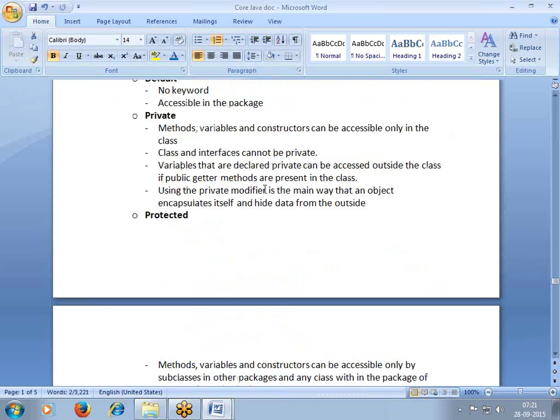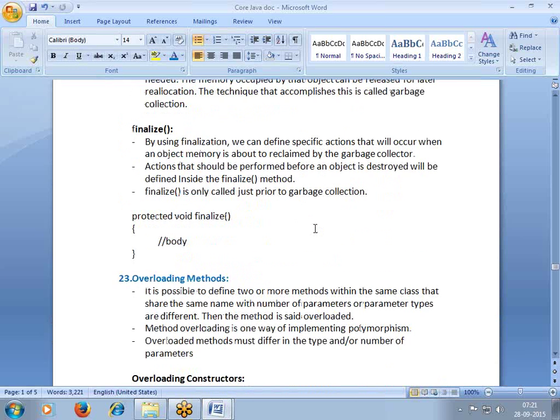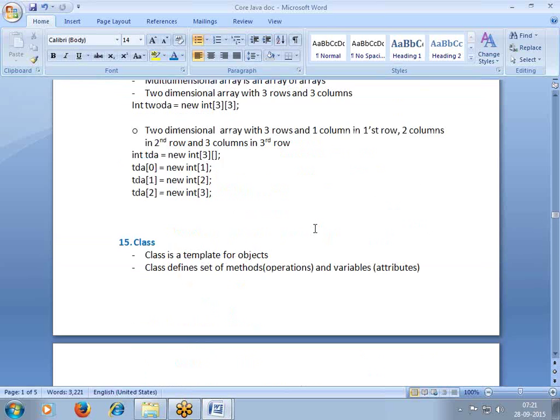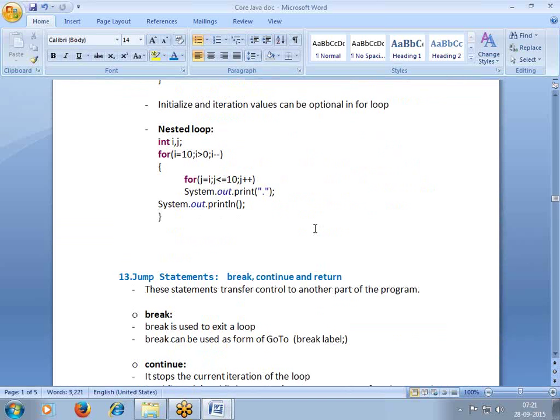Sir, have you covered encapsulation, sir? Encapsulation means hiding the data in the class. For example, if I define any variable as a private variable inside the class, that variable cannot be accessed outside of the class. Access modifier private is there, right? That means if you define any variable as private, that variable cannot be accessed outside of the class. That is called encapsulation. That means hiding the data, protecting the data from unauthorized access. That is called encapsulation.